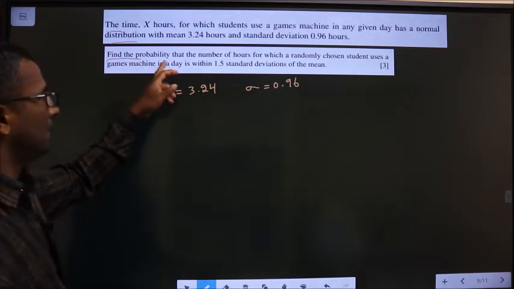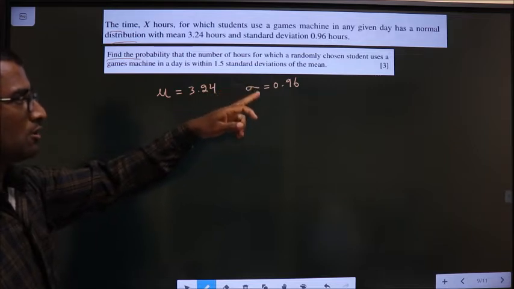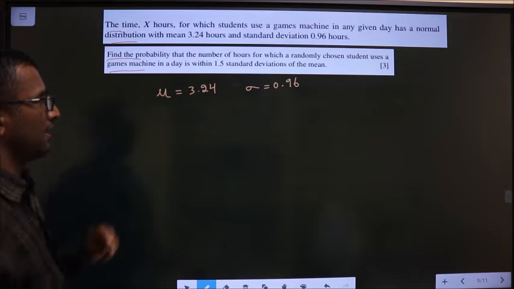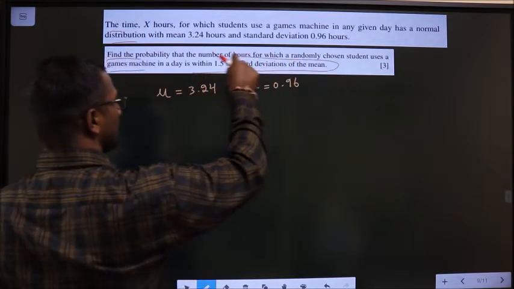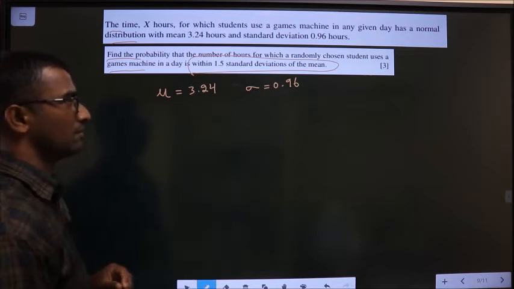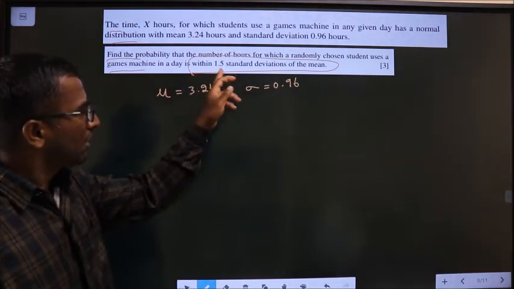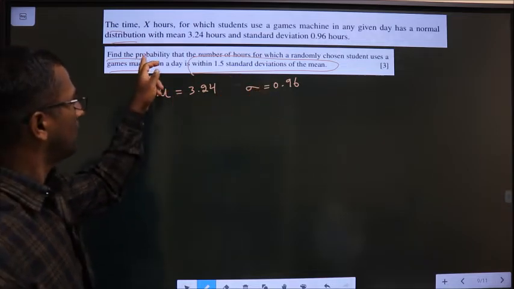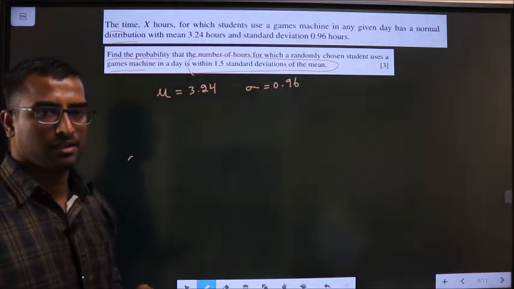Find the probability that the number of hours for which a randomly chosen student uses a games machine in a day is within 1.5 standard deviations of the mean. Read this one more time. Within 1.5 standard deviations of the mean. You need to find the probability within 1.5 standard deviations of the mean.